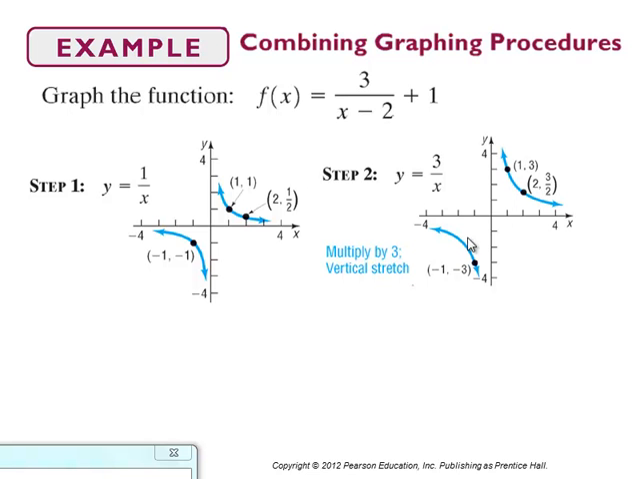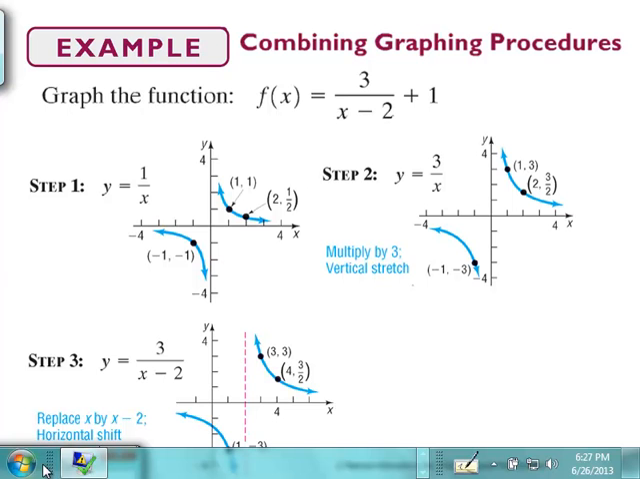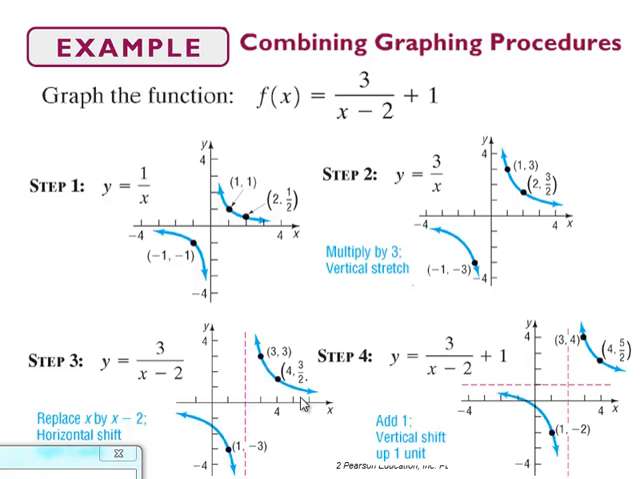So if you notice this graph right here, which is a graph of 3 over x compared to the original graph of 1 over x, you see that what we've done here in the graph of y equals 3 over x is a vertical stretch by a factor of 3. And then let's replace x by x minus 2. And the result is a shifting of the graph 2 units to the right. And then add 1. And the result is that we've shifted the graph up 1 unit.